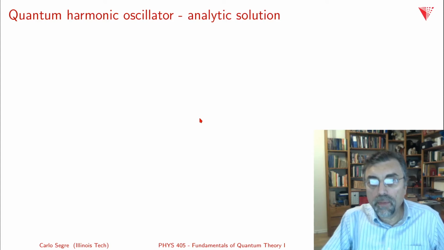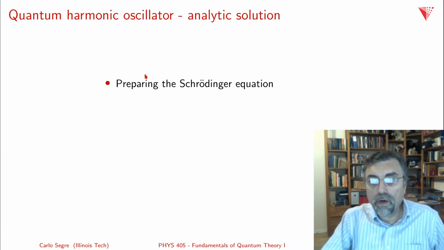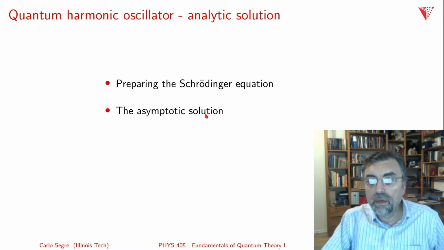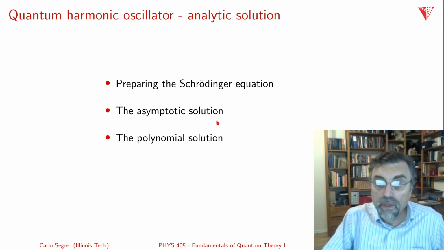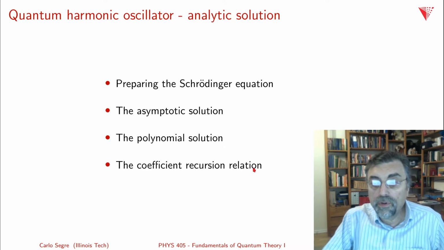When I first talked about the quantum harmonic oscillator, I said there were two solution methods. We're now going to do the analytic solution. We'll start by preparing the Schrodinger equation to simplify it a little bit. Then we'll solve the asymptotic version of the Schrodinger equation, that is, where x goes to very large values. Then we'll solve the part where x is not very large with the polynomial solution. And then finally find the coefficient recursion relation for the polynomial solution.